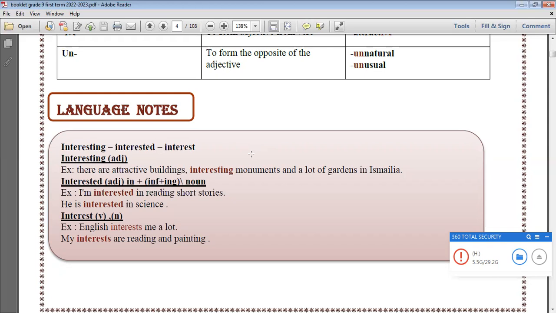Interested comes with in, and you can put after it verb plus ing, or a noun. Like, I'm interested in reading short stories. He is interested in science. So at the first one, we have reading, it's verb plus ing. And the second one is science, it's a noun. So we can say interested in, and after in you can put verb plus ing or a noun. The last one you have interest, and we use it as a verb and also as a noun. Like English interests me a lot. My interests are reading and paintings.